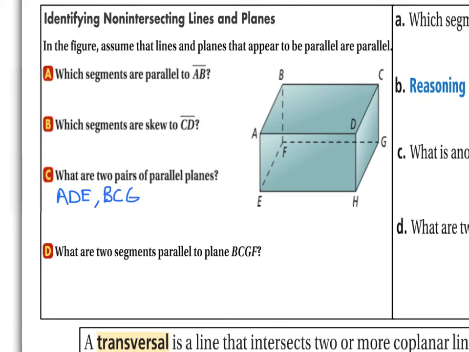Now again, I only use 3 letters. You can use 4 if you want. ADE is the front, BDC or BCG is the back. The front and the back. The other one I could use is ADC and EHG, which ADC is the top and EHG is the bottom. Okay, so in this case, this is the front and the back, and this is the top and the bottom.